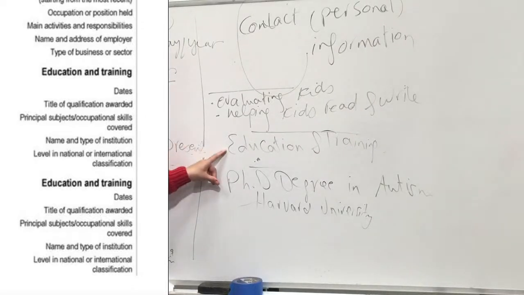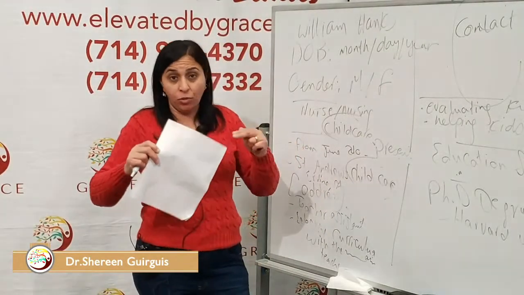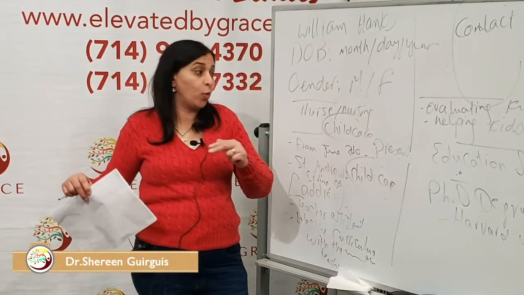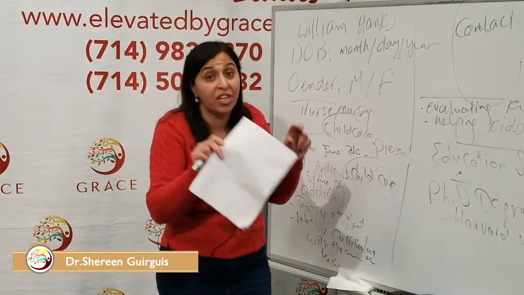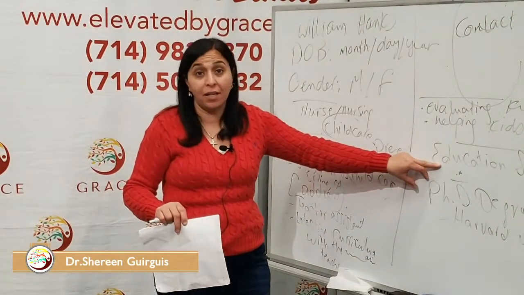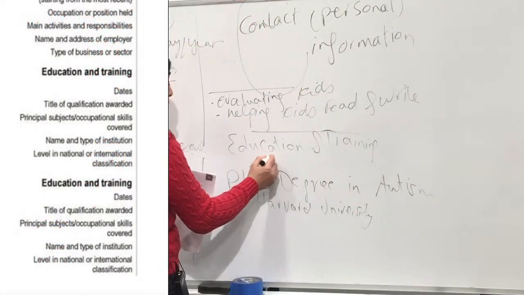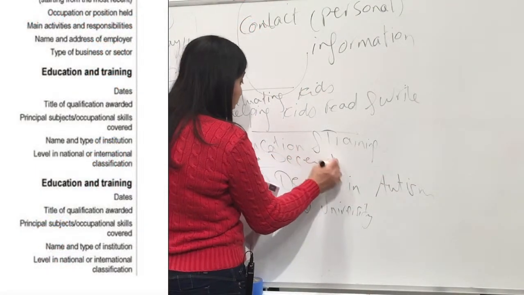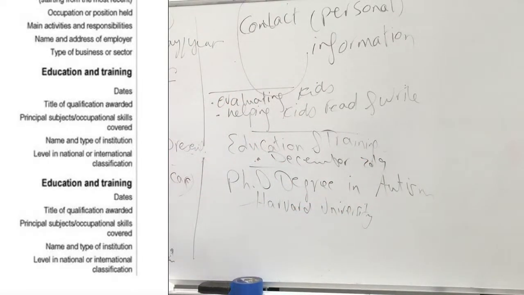So in this section, you have to put your education, your training courses. Start with the most recent degrees, moving towards the oldest one. So for example, if you are a holder of a PhD degree and this is your most recent degree, write the date. When did you get this degree? For example, in December 2019 I got my PhD degree in autism.